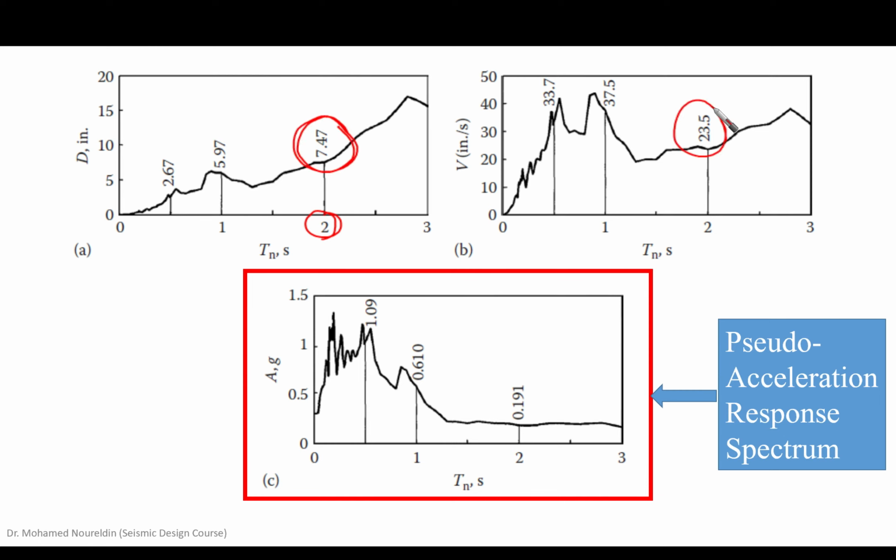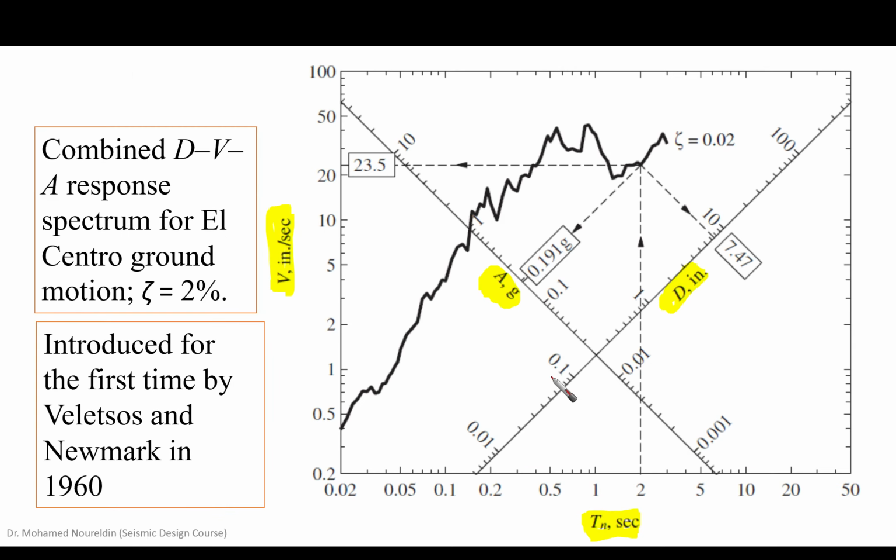This is V, 23.5. This is A, 0.19, right? Similarly, if we go to the next one here, this is 2 seconds natural period, 7.47, 23.5, 0.191. This means that this graph is much easier to understand and has a wealth of information.